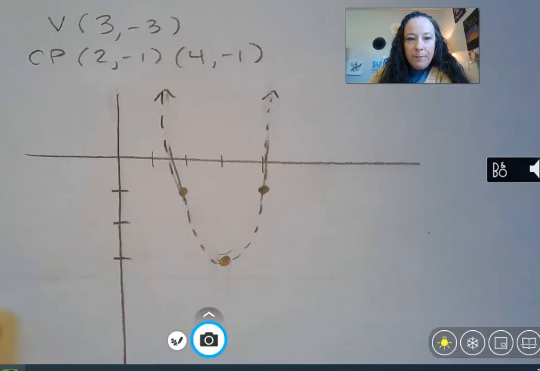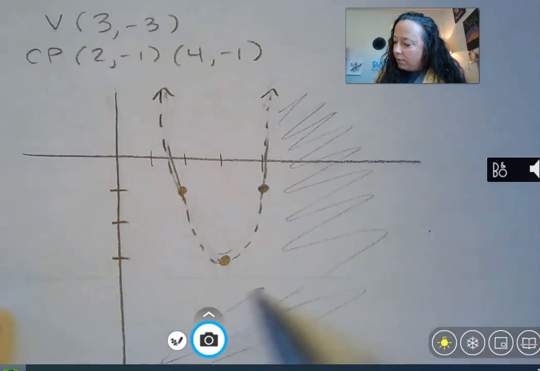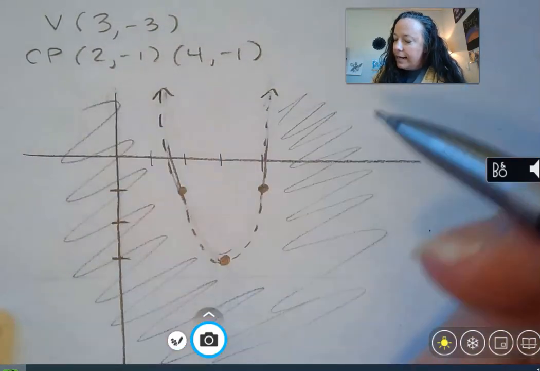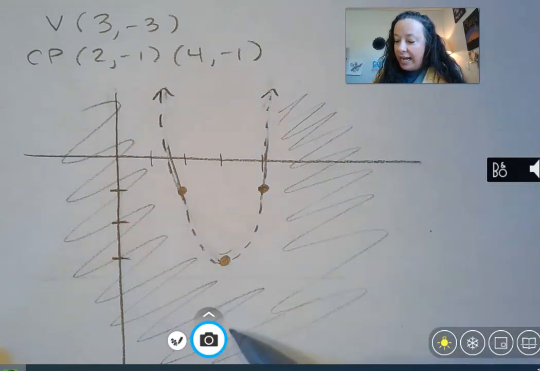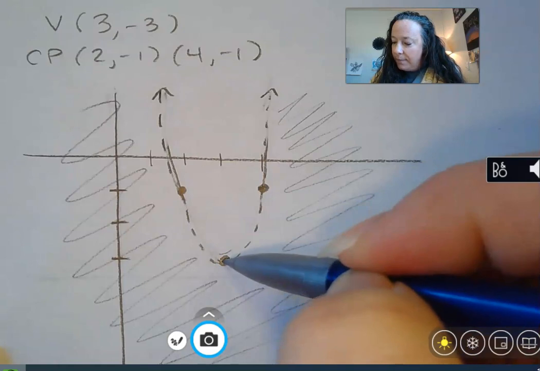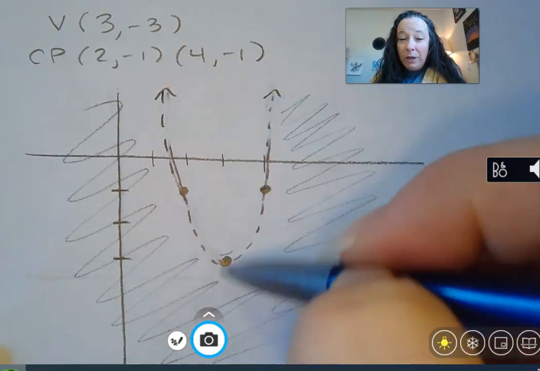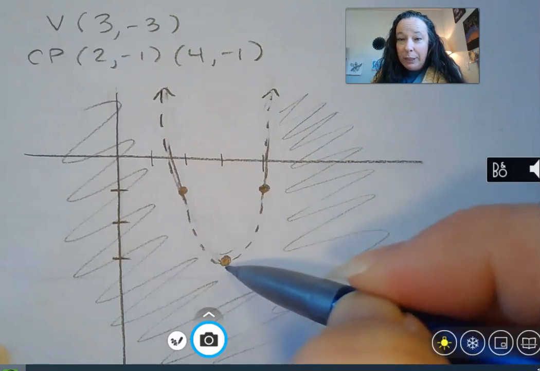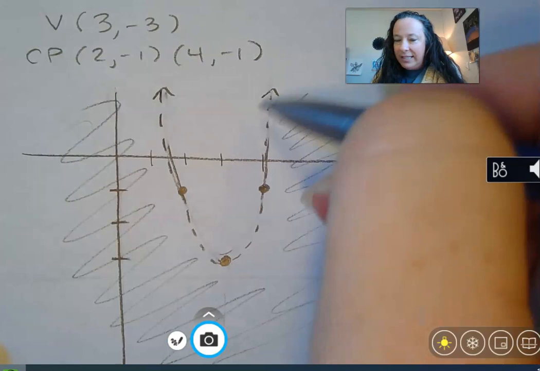So I take this and I'm going to shade below. The way I like to think about it, it was a y less than, so I want to shade the part of the parabola. I always look above or below the vertex. This was shaded below because it was a less than, so I'm going to shade down here, which is all outside of the parabola.